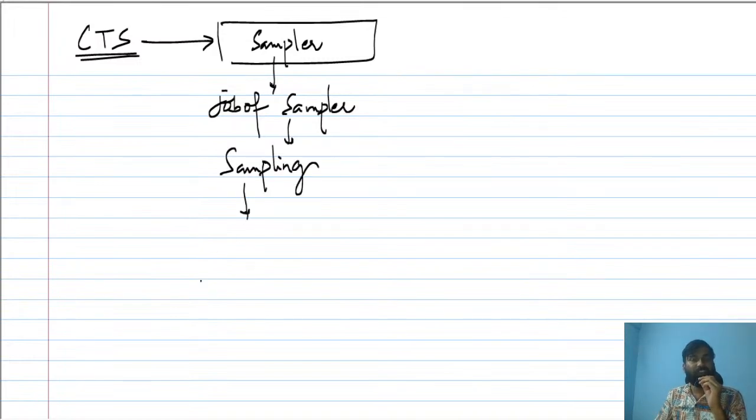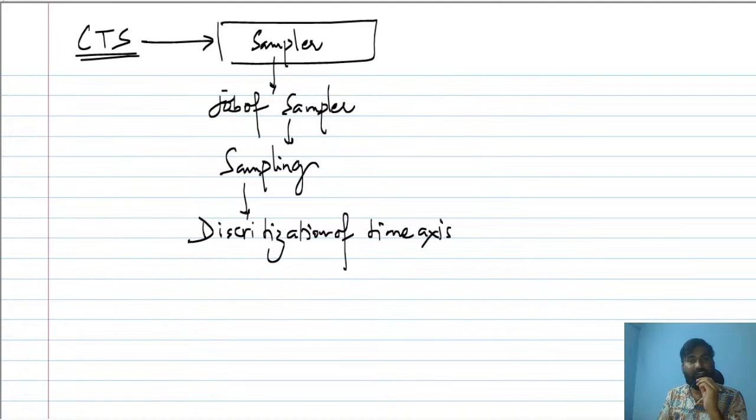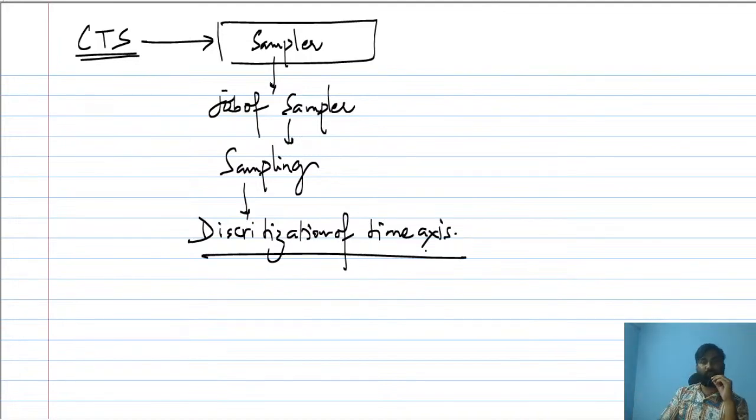What is sampling basically? Sampling is nothing but discretization of the time axis. You just discretize the time axis. You don't have to discretize the amplitude axis. A signal has two axes, one is the amplitude axis, one is the time axis. You have to chop, you have to divide the continuous time interval into discrete time instants.